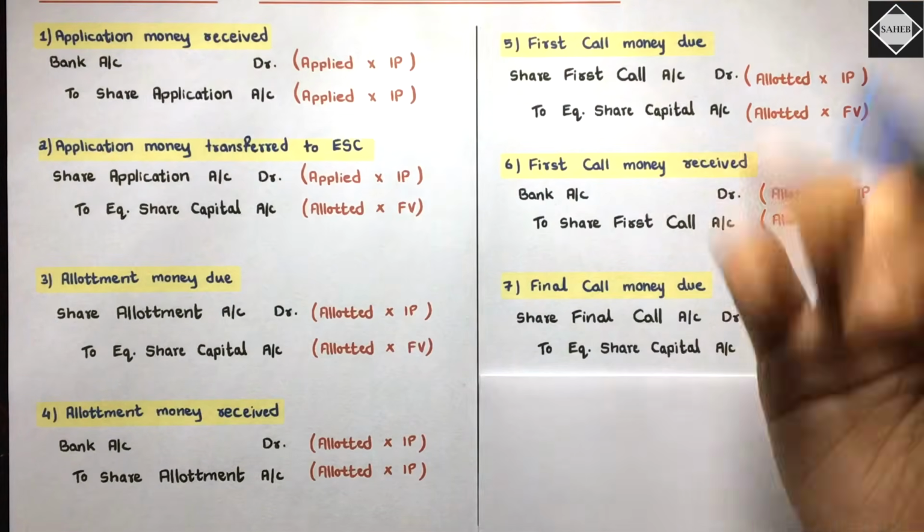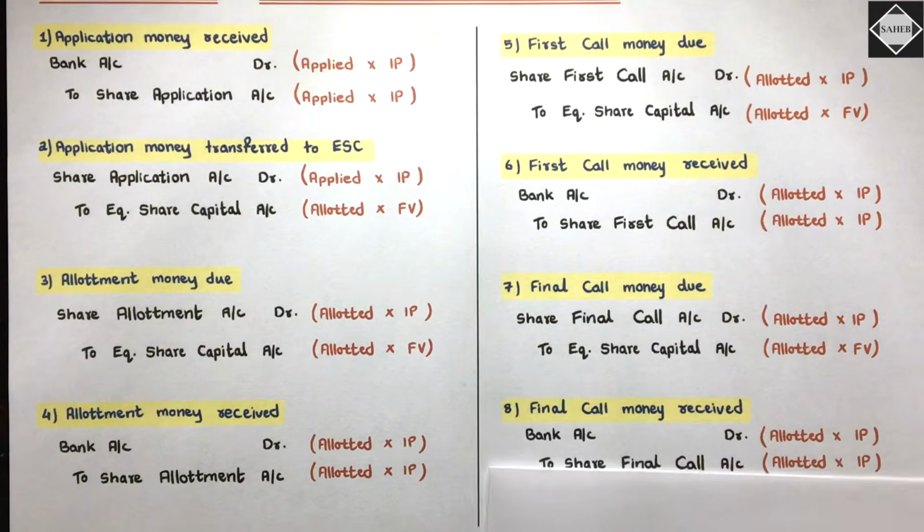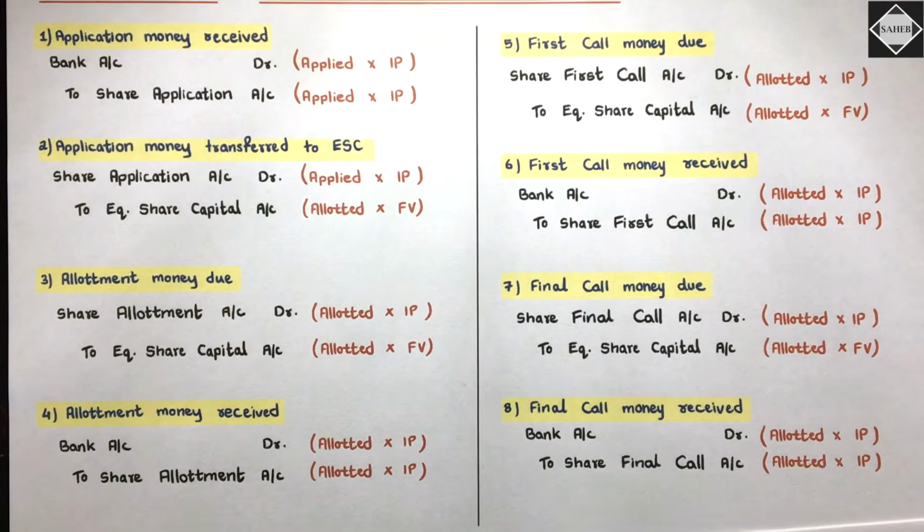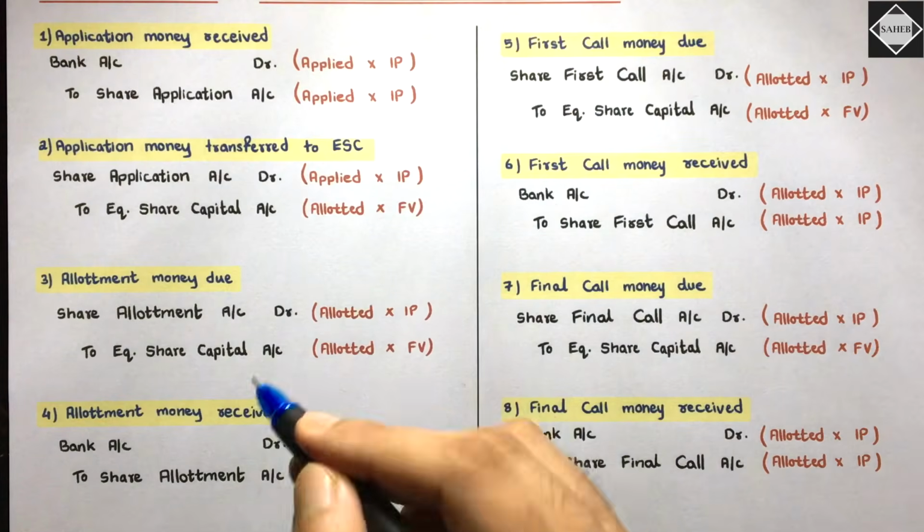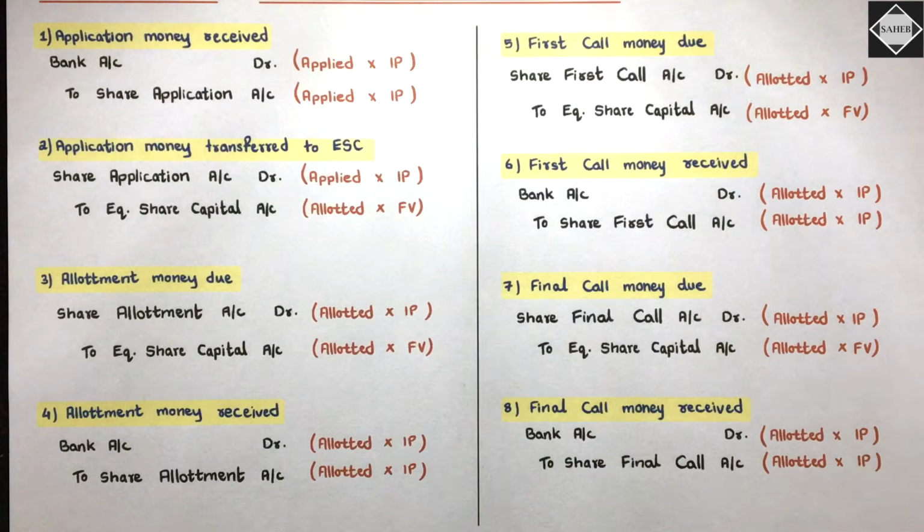Then what will happen? Then we'll actually receive the final call. So bank account to final call. Yes, so you have understood how it works, isn't it? This is repetitive, no? Yes, bank account debit to share final call account. We have received the money, we have debited that. And then why have we received it? Because of the final call. Is that clear?